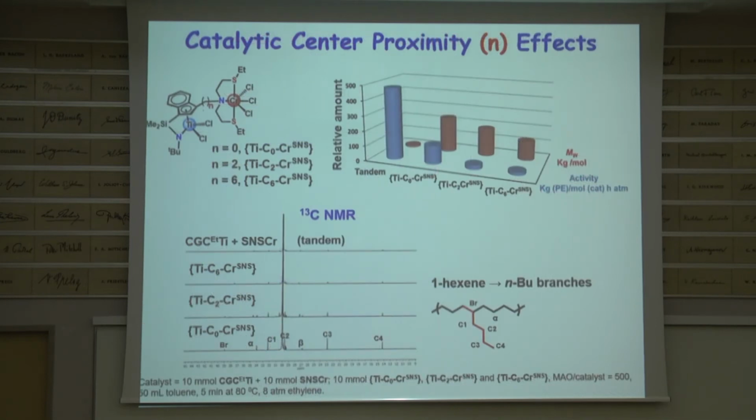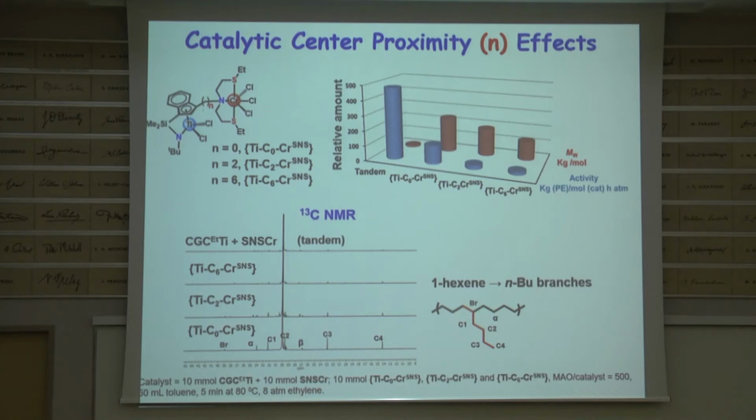So I'm not going to go into the synthesis. This was done by a really talented young chemist named Shan-Fu Liu. But he made a series of these where n is varied from 0 to 2 to 6. And of course, the control is the tandem where they're not connected at all. The first thing to look at, which is really instructive, is the carbon NMR of the polymeric product. And here's what we're looking for. If we insert 1-hexene in the polymerization, we'll get N-butyl branches. And BR stands for branch point here.